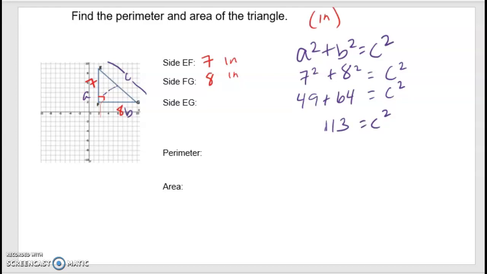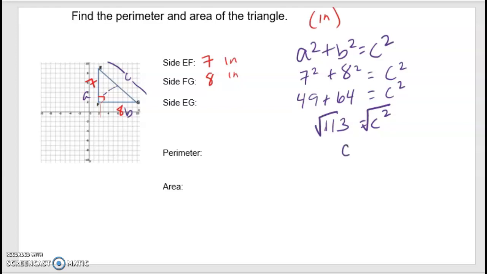This is not the length. It doesn't really make sense either, because there's obviously not 113 blocks within this length. So I do have to find the square root. I saw a lot of people make that error on the quiz. Make sure that you're doing square roots at the end, whether you're doing the Pythagorean theorem or the distance formula.